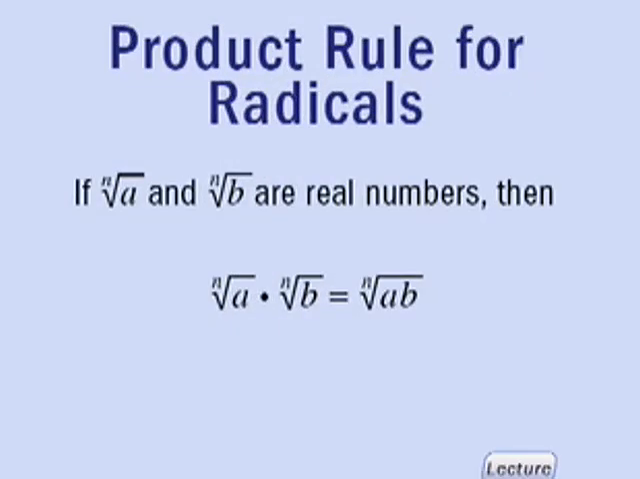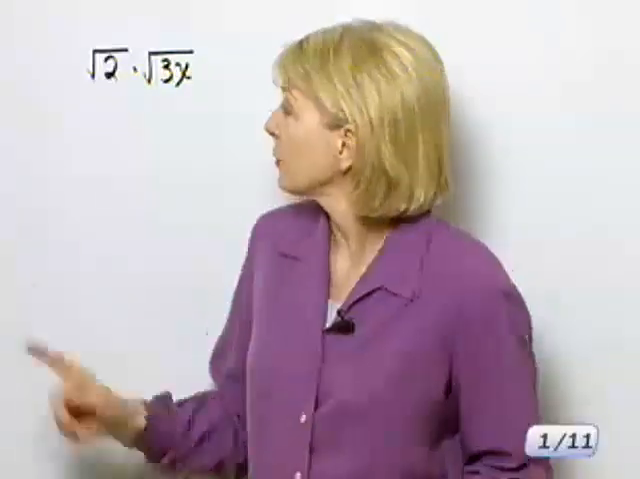This is the product rule for radicals. If the nth root of a and the nth root of b are real numbers, then their product, the nth root of a times the nth root of b, is equal to the nth root of a times b. So in general, we have the following.